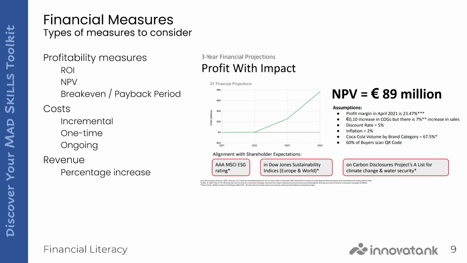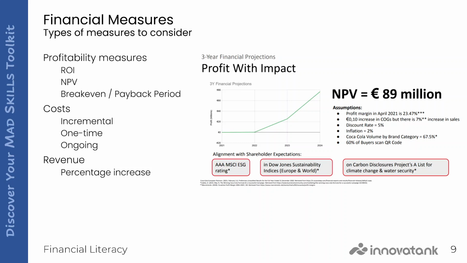In terms of financial measures, we'll go into this in further detail down the road in a few other videos. But profitability measures include things like ROI, NPV, break-even or payback periods. On the cost side, and I think this is really important to remember, there's incremental costs, one-time costs, ongoing costs, and make sure that you break those costs up into those categories so they fully understand what's going to happen in terms of the cost as your solution goes along. And then revenue, in terms of what's the percentage increase. You can also maybe look at this in terms of cost or profitability, depending upon what you're doing. And it's best to show this in a visual type of format.